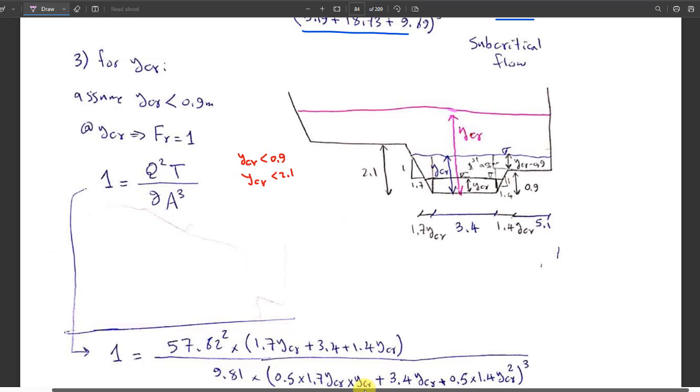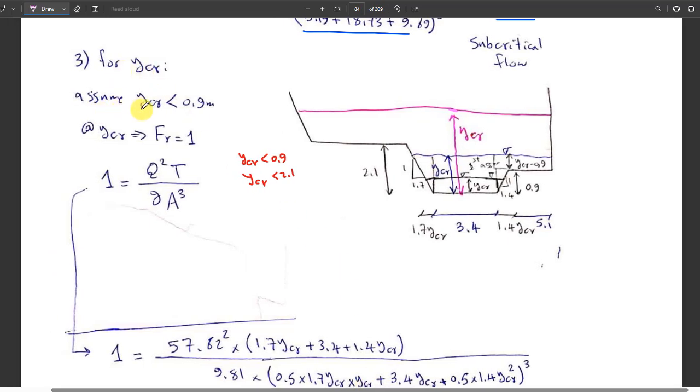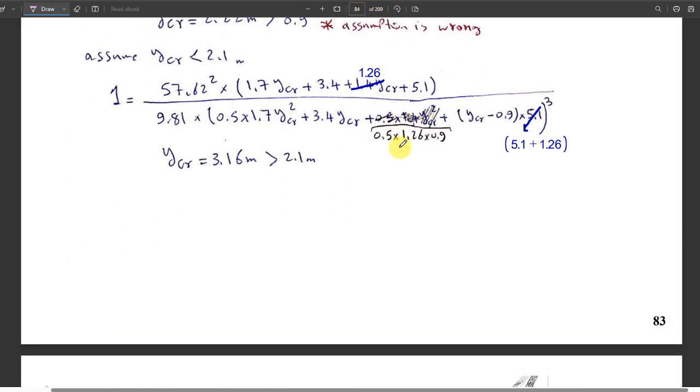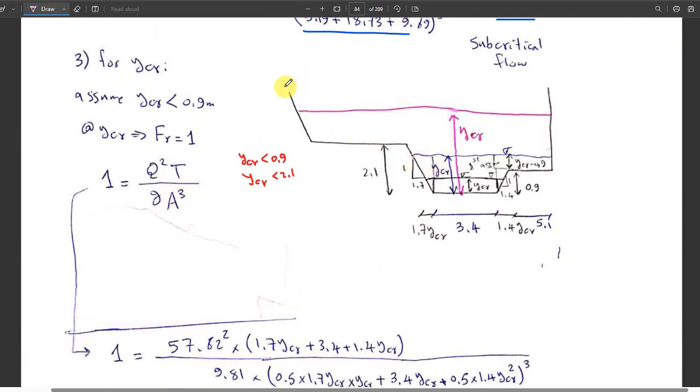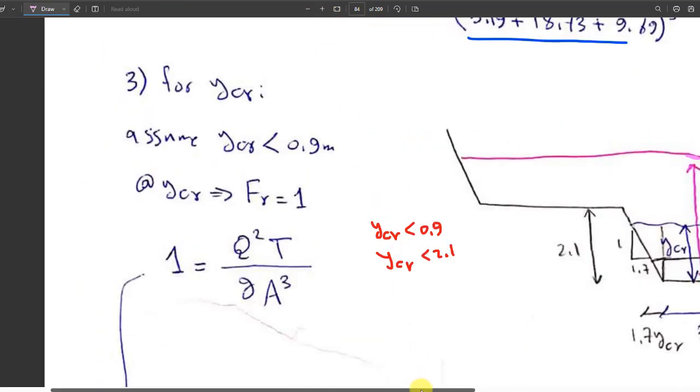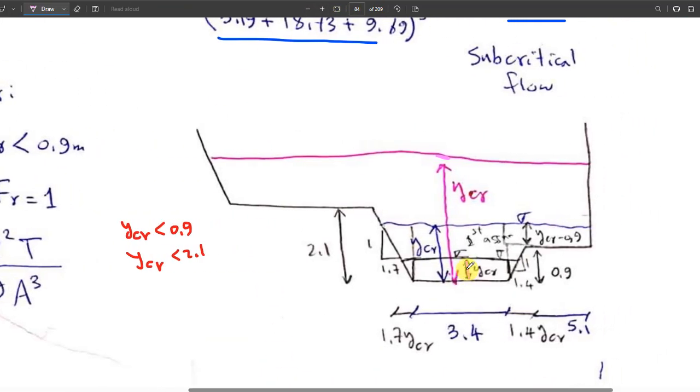So what we did here in the calculation, I said assume Y critical is less than 0.9, therefore Y critical for Froude number equal to 1 will be found. Here we assumed the first one, which is our first assumption. If we assume this Y critical, therefore from the left we will have 1.4 Y critical and here 1.7 Y critical. You see, it will be 1.7 Y critical.